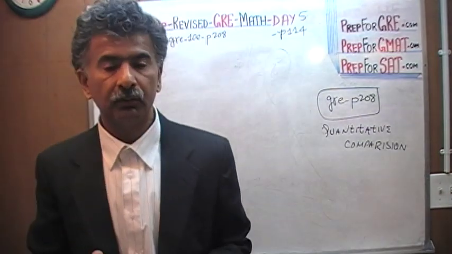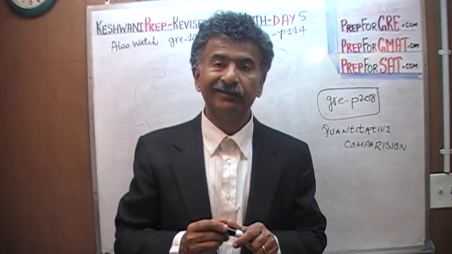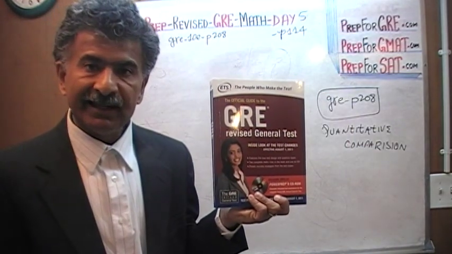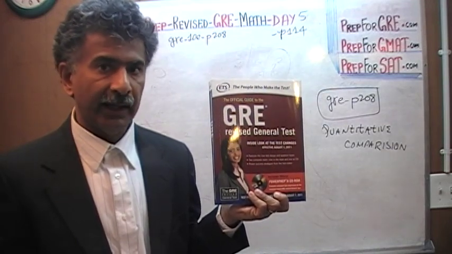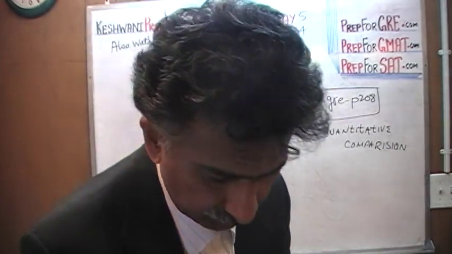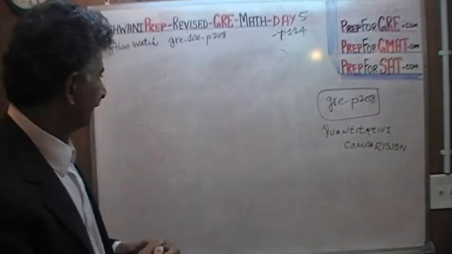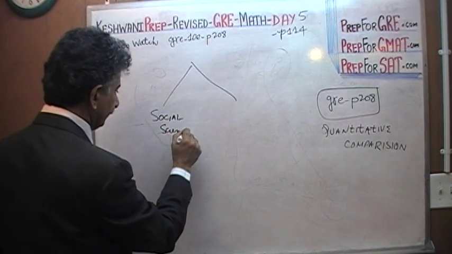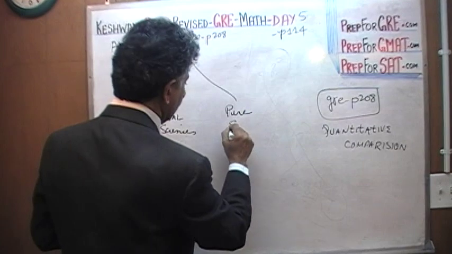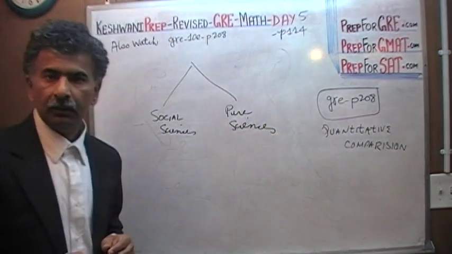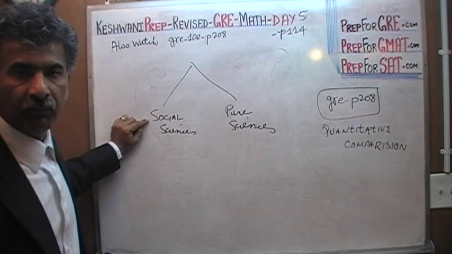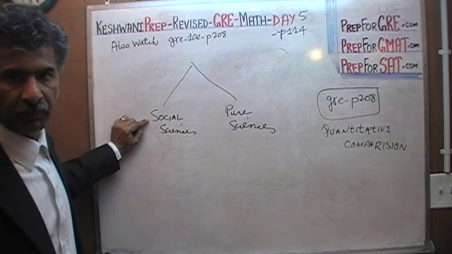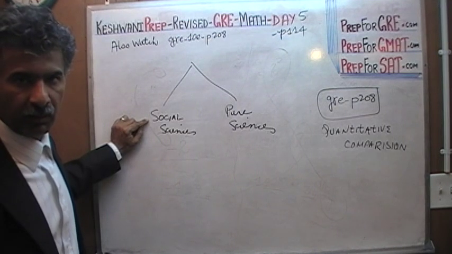Let me break into a quick sermon one more time here, just so you understand what this exam is all about. This exam that you're preparing for is taken by two different kinds of animals. Listen very carefully. People who are majoring in social sciences and people who are majoring in pure sciences. So if your undergraduate major was in sociology, anthropology, history, English literature, whatever, and you want to get your master's degree, they will require you to take the GRE.